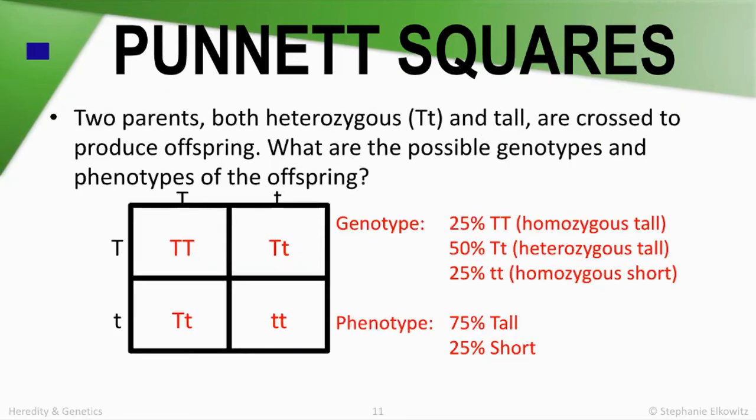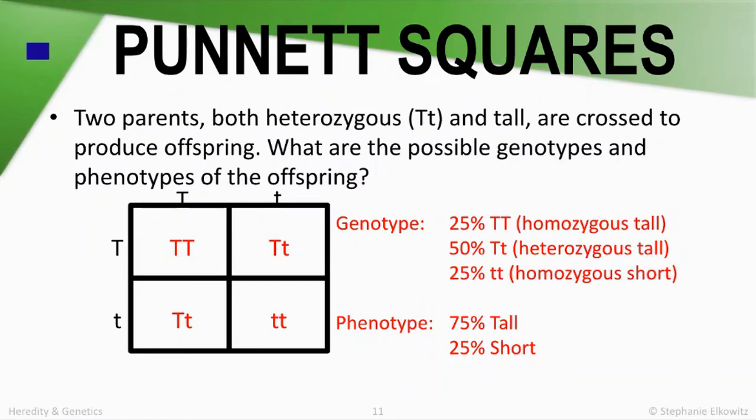2 parents, again, both big T, little t. So I put parent 1, big T, little t on top, parent 2, big T, little t on the side. I drag parent 1 down. So I drag that capital T down. I drag that little t down. And then I'm going to take parent 2. I'm going to drag that capital T across, drag that little t across. So I have my boxes on the inside, right?